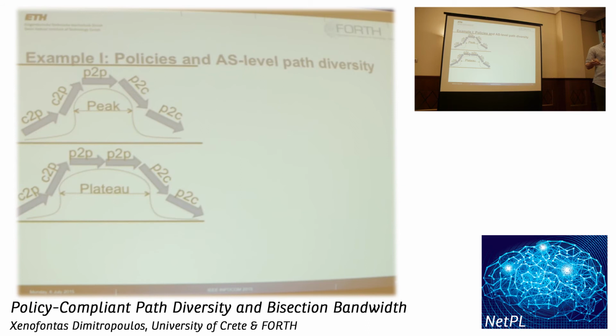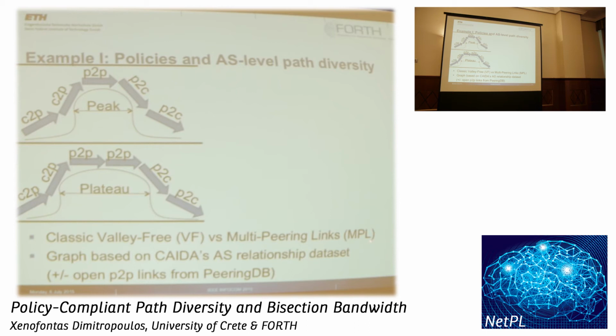In the paper, we also compare a case where we don't have policies at all, and we can use arbitrary paths, but in this case the path diversity increases by 3 orders of magnitude, and it's basically not very representative. Okay, so we will compute these policy models. This is the classical valley-free and the multi-peering links policy.